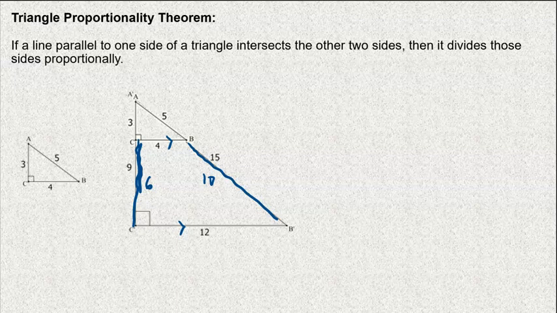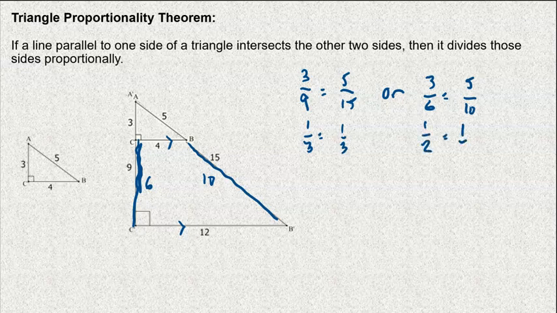So for example, I could set this up 3 over 9, which is what I did before, 5 over 15, or I could set this up 3 over 6, which is equal to 5 over 10. And in both cases, I will get equal fractions on each side. The other way to look at it, once again, is to cross multiply. 3 times 10 is 30, and 6 times 5 is 30. So essentially, it's a derivative of separate proportional triangles.